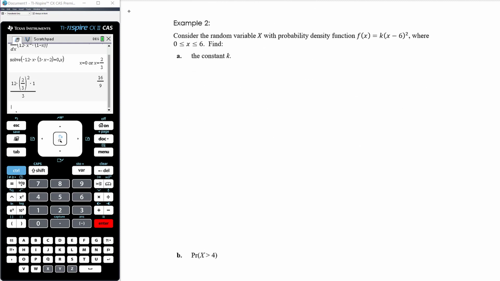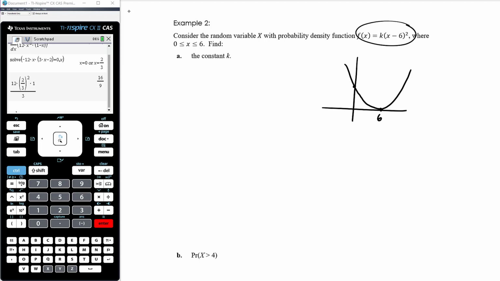Okay, example 2. Consider the random variable x with a probability density function f of x equals k times (x minus 6) squared, where x is between 0 and 6. Find the constant k. Okay, so thinking about this function, that's a quadratic function shifted to the right by 6. Okay, so that's it there.